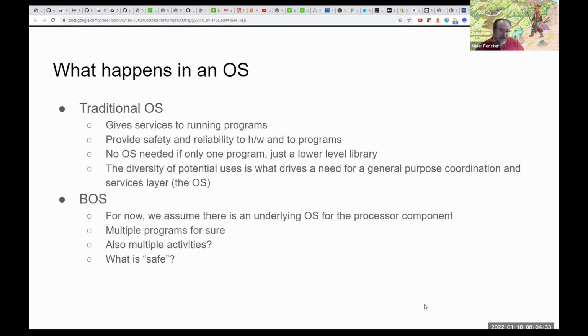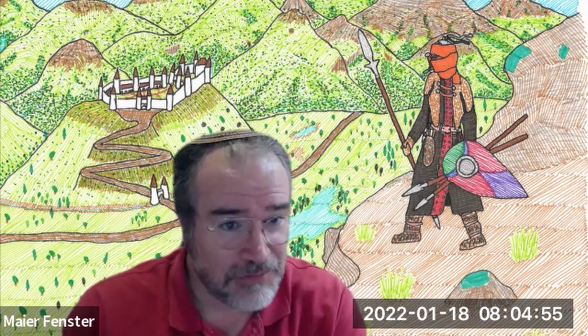So perhaps we can say that the reason why you have an operating system is because you don't really know what you're going to be doing with your computer. Because if you knew what you were doing with your computer, you'd just write one program that does it. So you need some layer which gives you coordination and services for these things you don't know about yet.